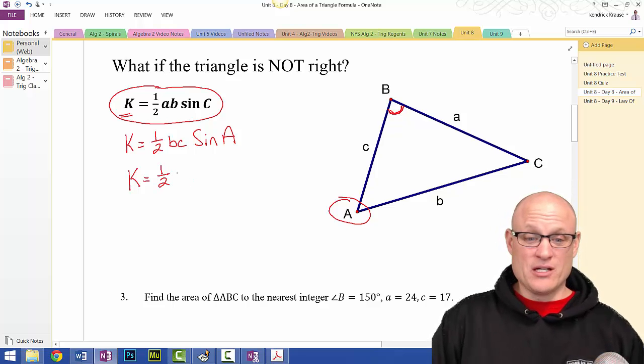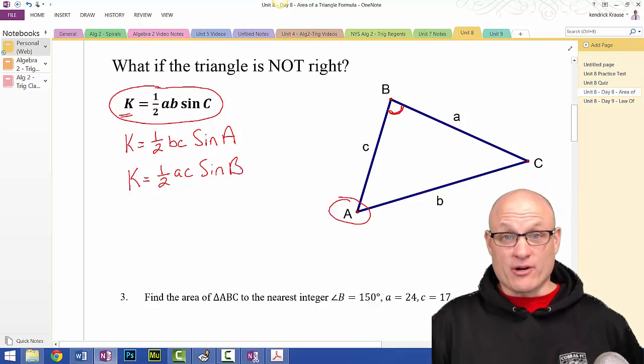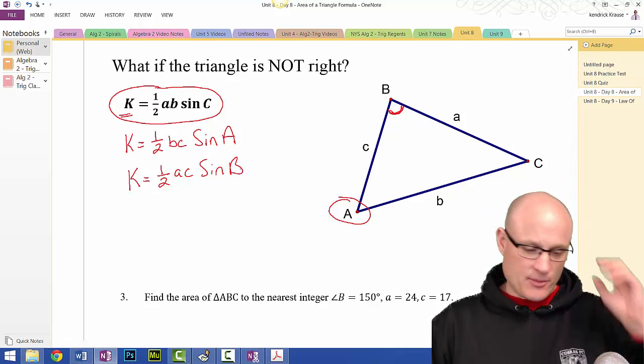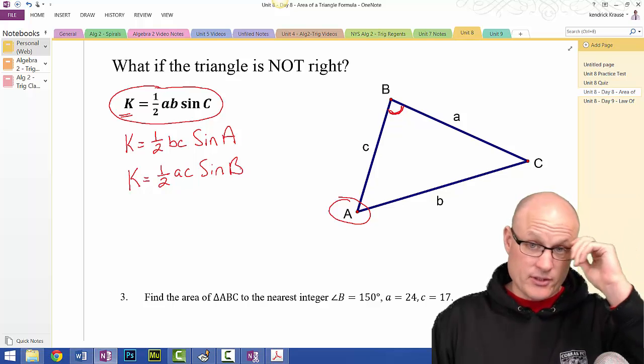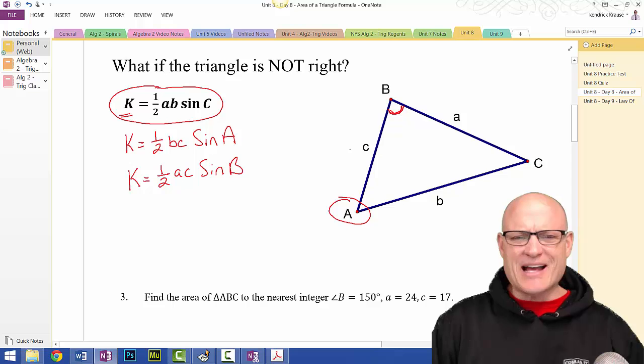I use the formula 1/2, how about AC sine B? You can use this formula for any triangle at all. And at some point in your career, you'll probably prove this. For as far as algebra 2 and trig goes, we're just going to utilize this great equation and see how it works.